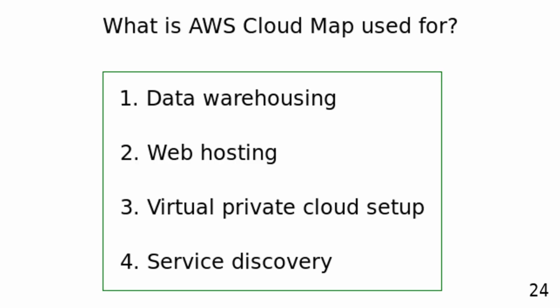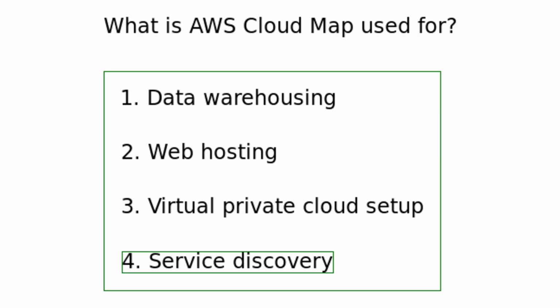What is AWS Cloud Map used for? Data warehousing. Web hosting. Virtual private cloud setup. Service discovery. AWS Cloud Map is a service discovery tool that allows you to easily register, track, and discover microservices.